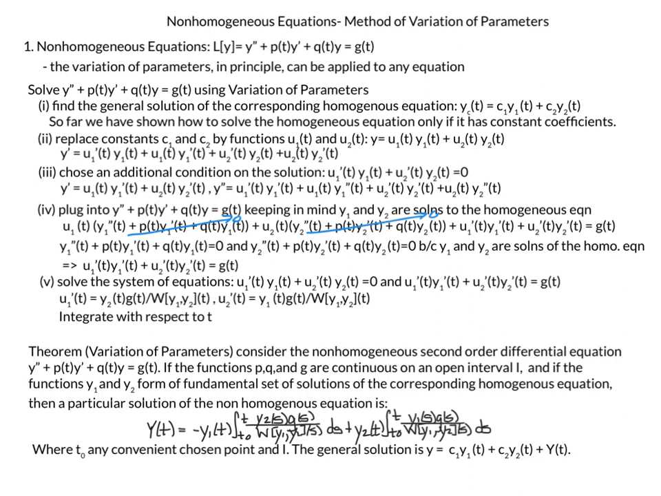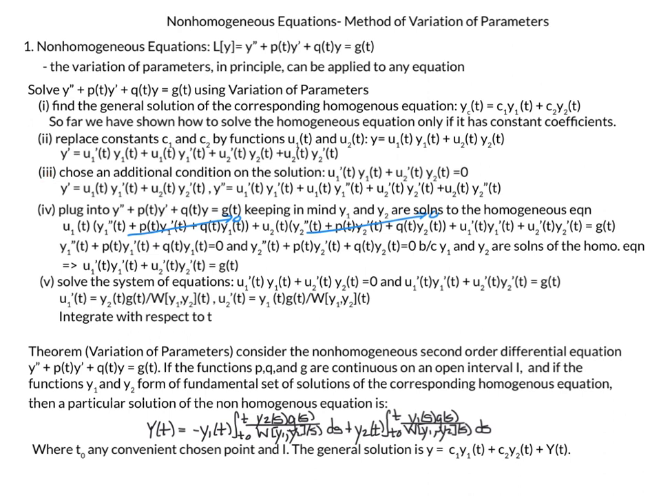The second step is to replace the constants c1, c2 in our complementary equation by functions u1 of t and u2 of t. So here you can see I've done that now. I have y equal to u1 of t times y1 plus u2 of t times y2. Next, I can take the derivative of y and I get y prime.